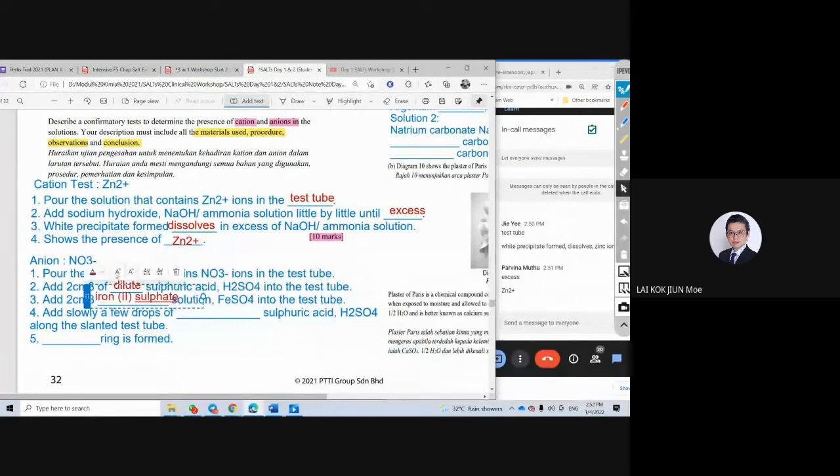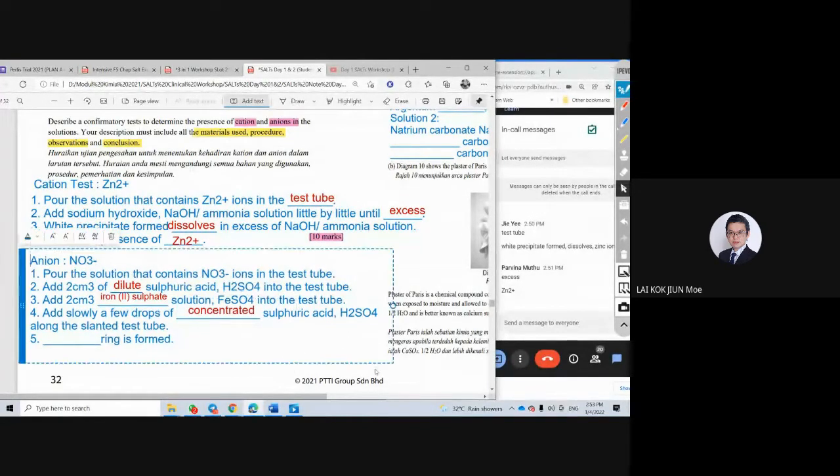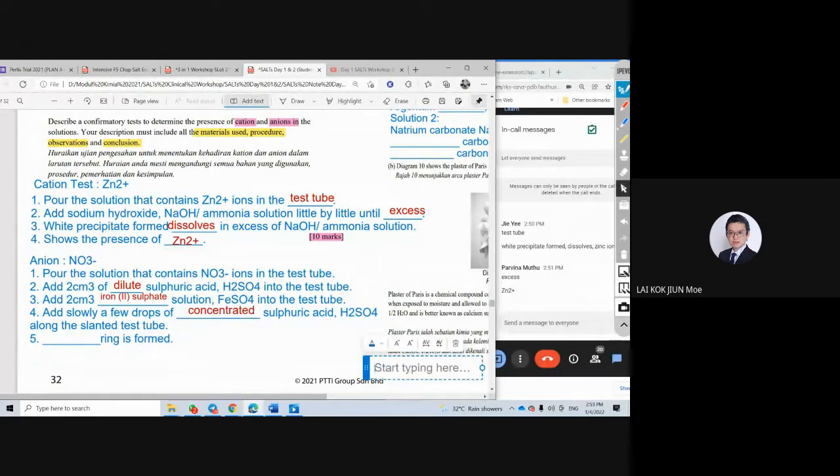Like this one. And then add slowly a few drops of what? Then you can specify very pekat punya sulfuric acid, concentrated sulfuric acid. You see all kind of questions actually repeating because the test is limited mah. Kalau bukan brown ring pun ialah white precipitate lah. So if you already memorise, actually you can score very well. Brown ring.